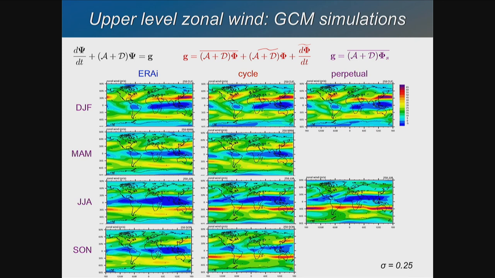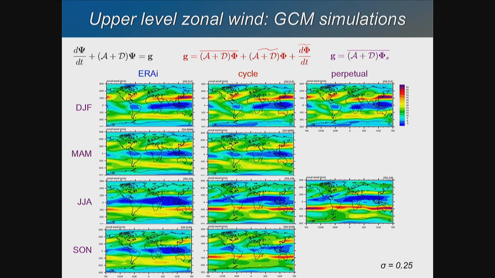So we have our two specifications for the forcing. We have the cyclic in red and the old perpetual version in purple. And on the right, we have perpetual runs for summer and winter. And in the middle, we have the full annual cycle run, which I ran for about 12 years and then just looked at the seasons. And on the left, we have the data.